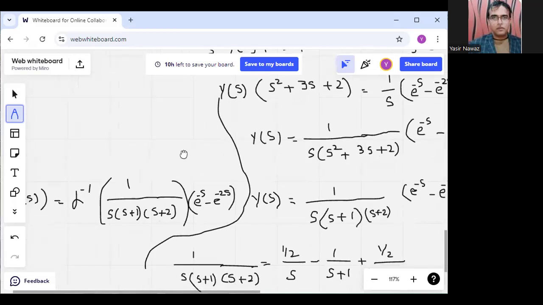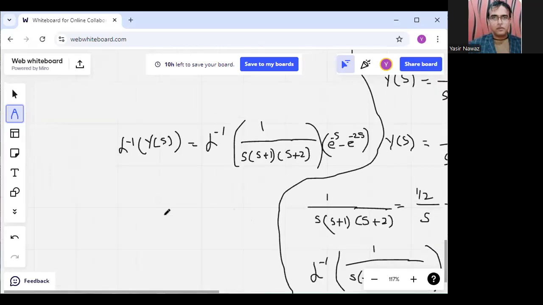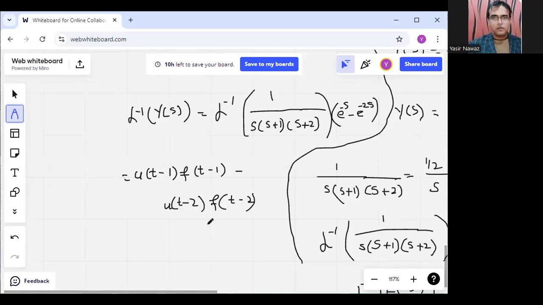So this thing, here the first thing becomes u(t-1) f(t-1), and then minus u(t-2) f(t), minus 2. So that's the answer that can be written into some other form.